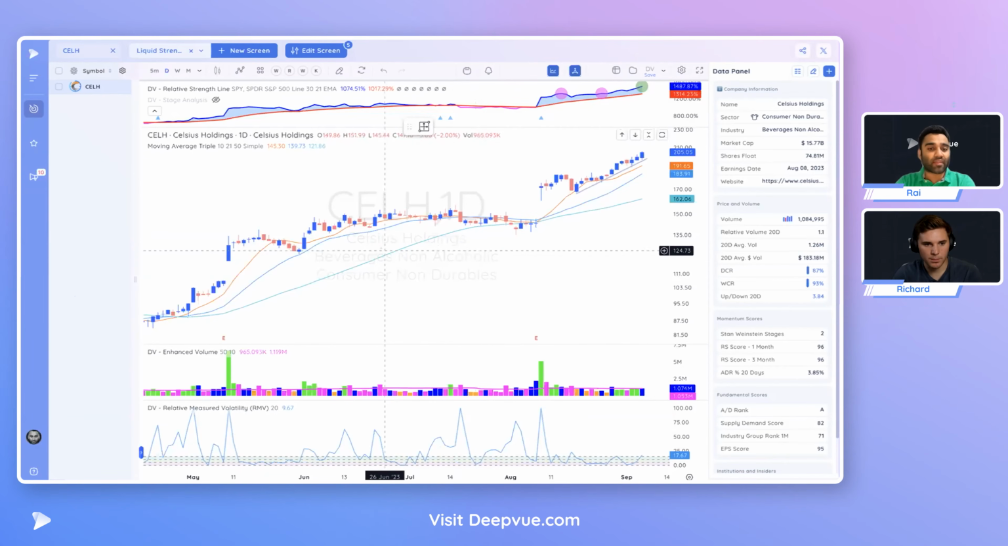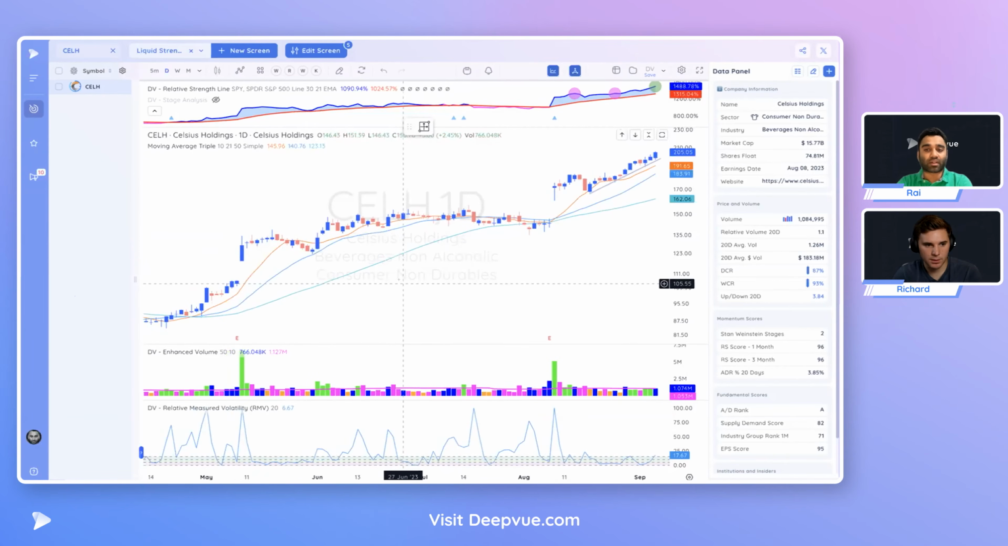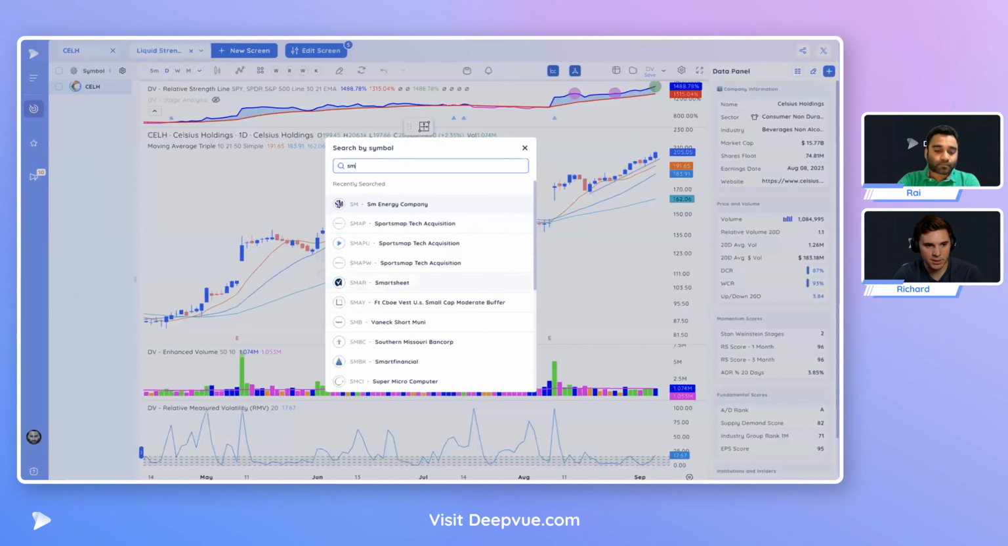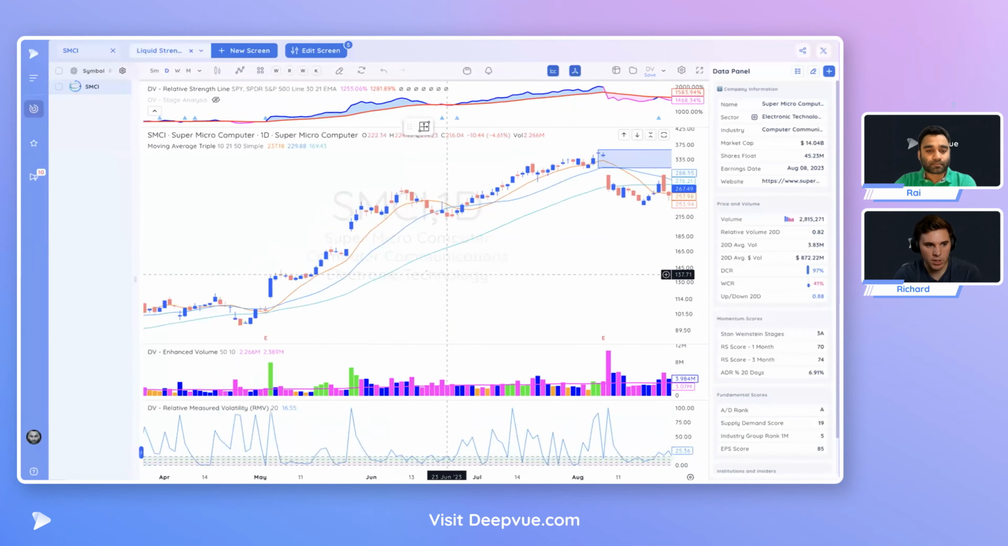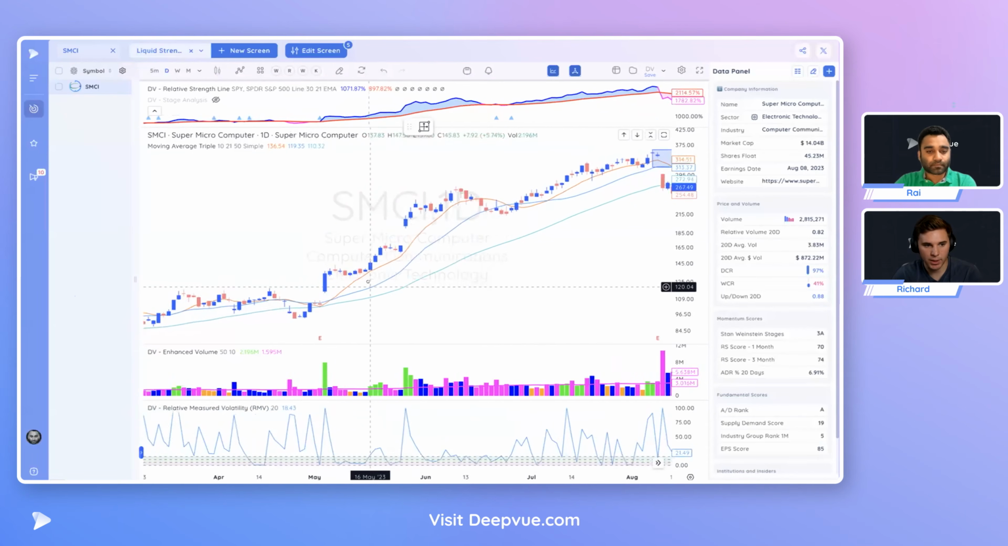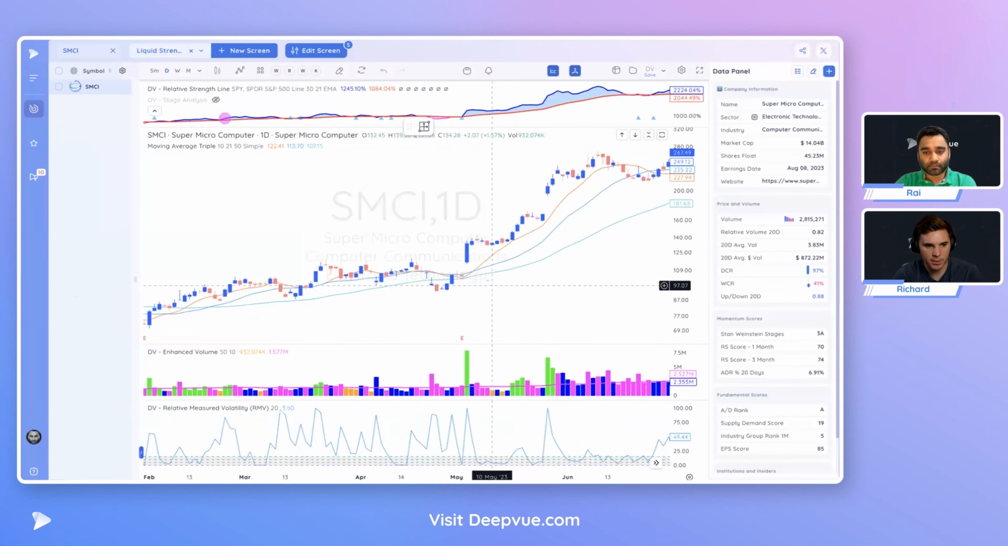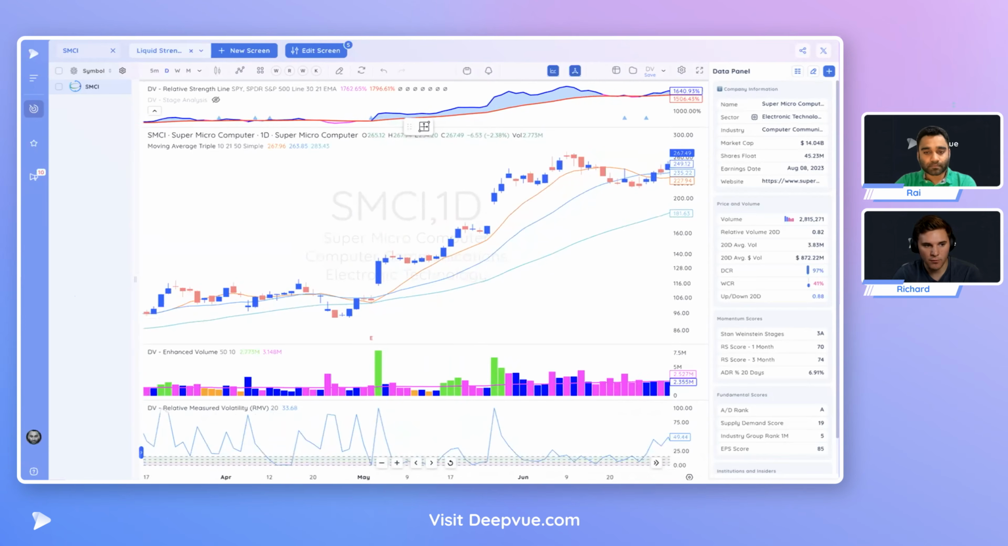Yeah, Richard, bring up add there, because you're kind of the architect of all of this. Bring up SMCI and scroll back a few months because I think it's a good example. So tight areas, it's great for entries. Zoom in maybe just a touch. So tight areas are super helpful because not only are they good for potential entries, but also they're signs of institutional accumulation behind the scenes that can drive trends.